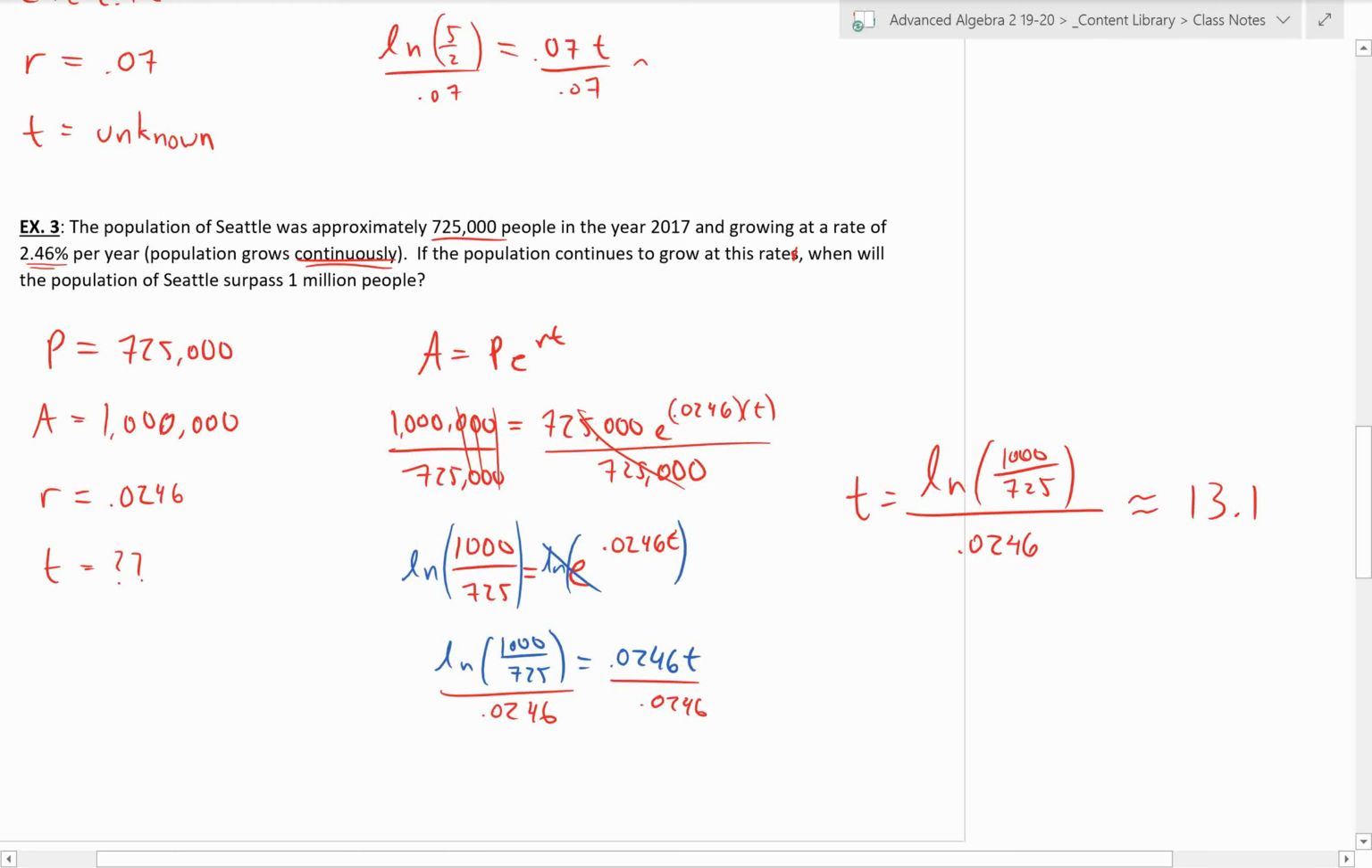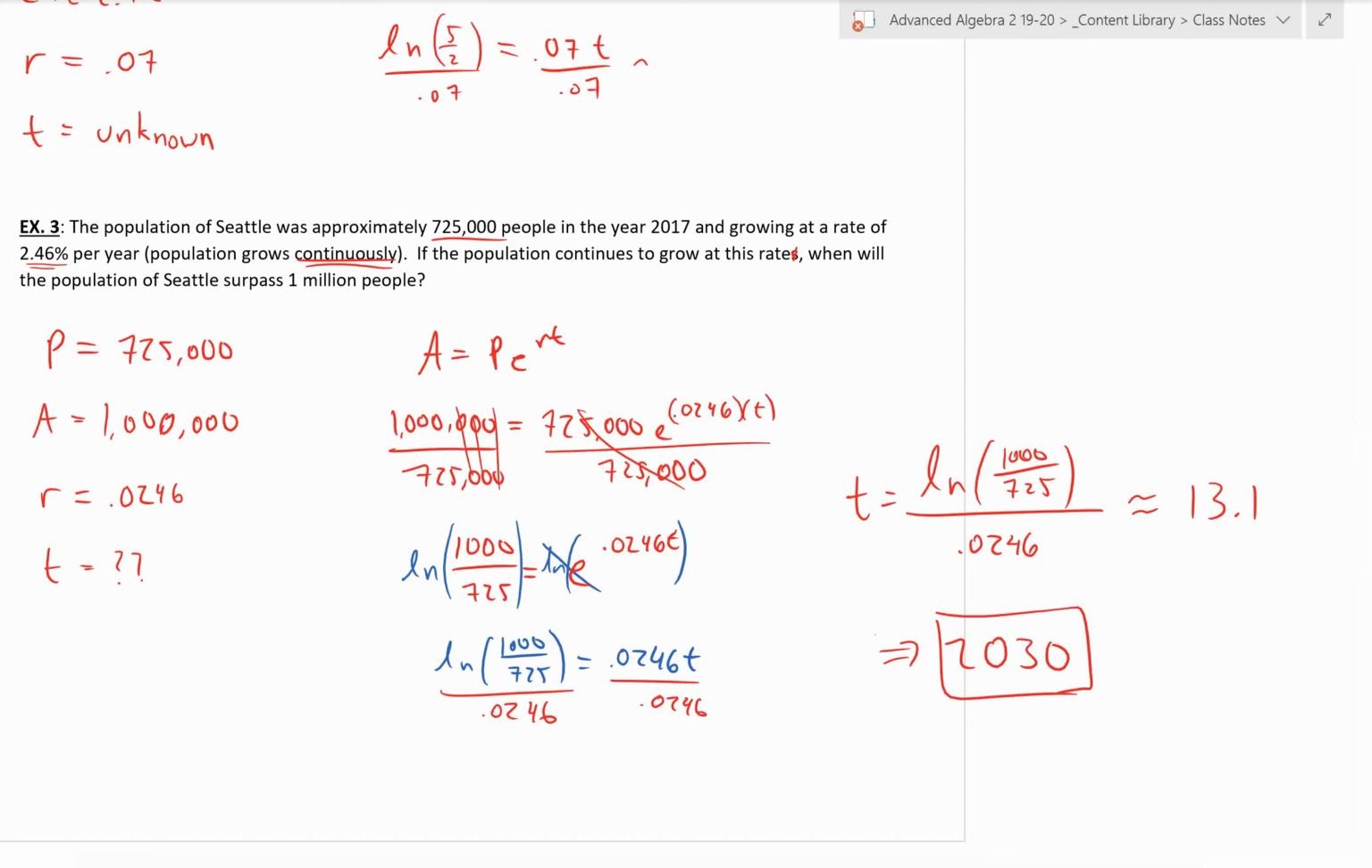So 13 years after 2017 is going to mean that this is going to happen roughly in the year 2030, which isn't that far off, only about 10 years from now. If population growth continues to go at the same rate, we could expect Seattle's population to cross 1 million people by the end of the year 2030 or so.